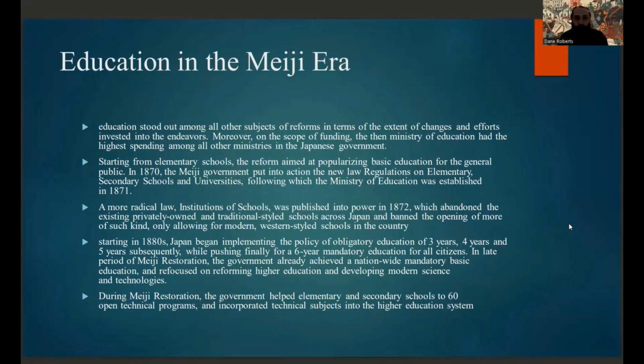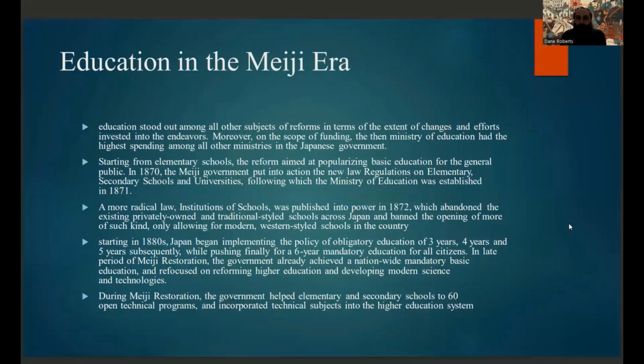A more radical law, the Institution of Schools, was put into power in 1872, which abandoned the existing privately owned and traditional styled schools across Japan and banned the opening of more of such kind, only allowing for modern Western styled schools in the country. Starting in the 1880s, Japan began implementing the policy of obligatory education for 3 years, 4 years, and 5 years subsequently, while pushing finally for a 6-year mandatory education for all citizens.